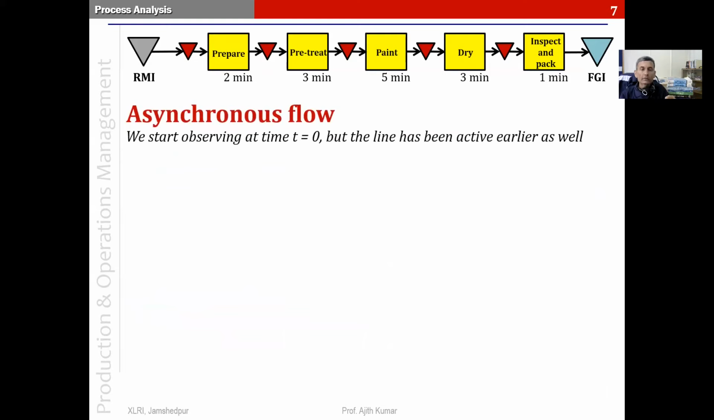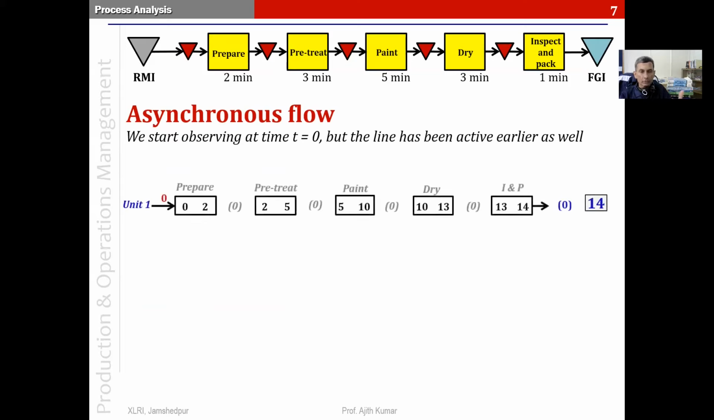So we will do a small simulation to understand how the asynchronous flow and the synchronous flow differ from each other. Let's assume that we start observing at time t equal to 0, but the line could have been active earlier as well. So look at this. So here we have the 5 steps. You can see the 5 steps and the start and stop times for a given unit.